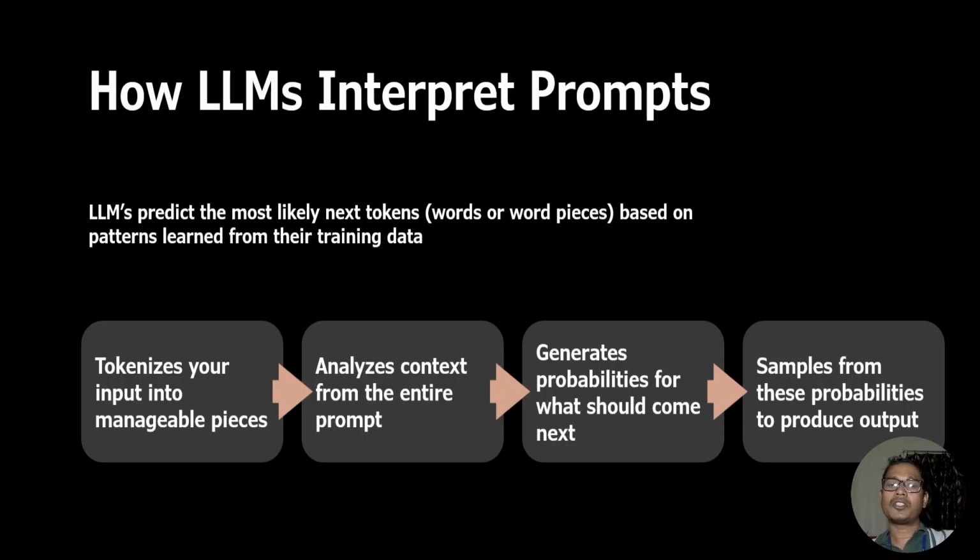Then they analyze the context from the entire prompt, what you are trying to achieve in your prompt, right? So they understand the context. Then they generate the probabilities, like what should come next, what words or what tokens they should generate next. Then based on the probabilities they produce the output, right?